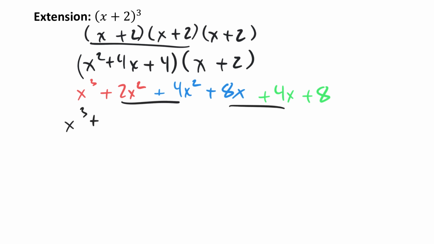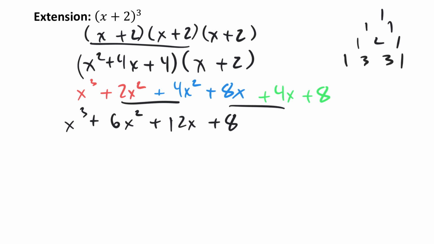Let's group those terms. x to the 3, 6x squared, 12x plus 8. I mean, if we think about that Pascal triangle, we thought it was going to be this row right here. We thought the numbers would be 1, 3, 3, 1, but the numbers are 1, and let me just put that 1 in front here, an invisible 1. The numbers are actually 1, 6, 12, and 8.